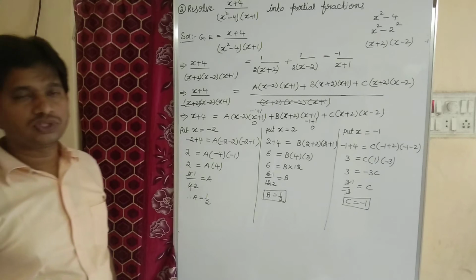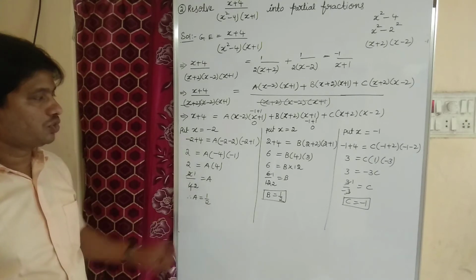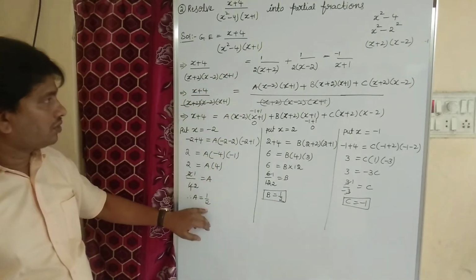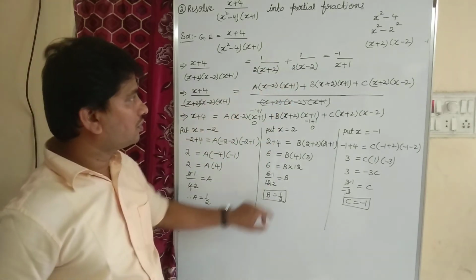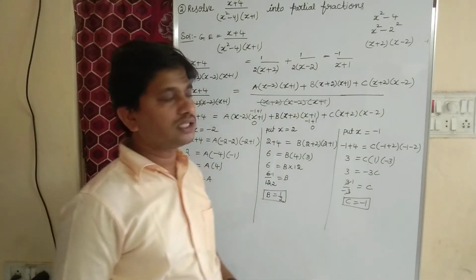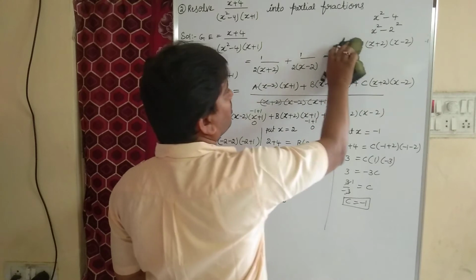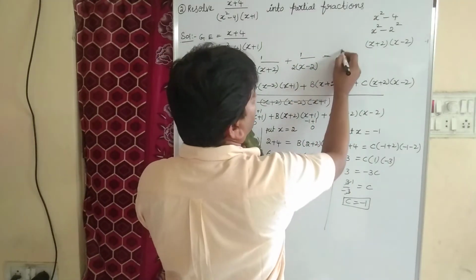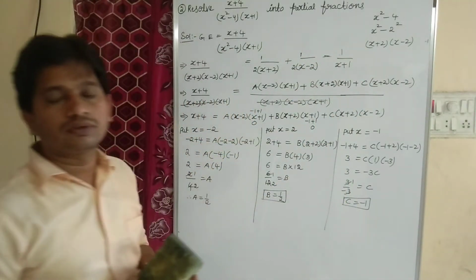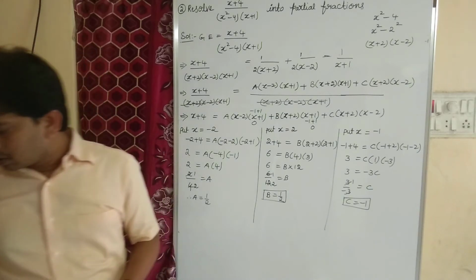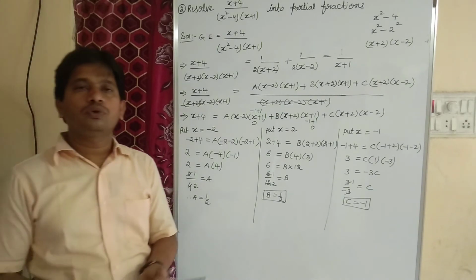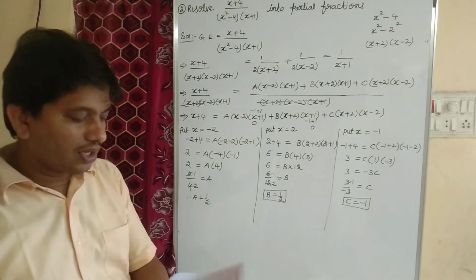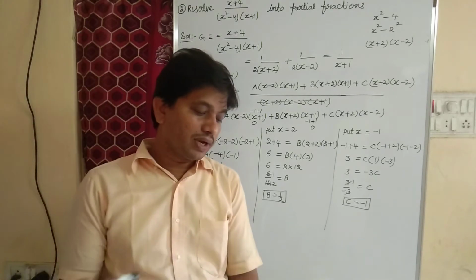Children, did you understand? Directly I substituted. In place of a we wrote 1 by 2. In place of b we wrote 1 by 2. In place of c we wrote minus 1. Therefore this will become minus 1 by x plus 1. Children, did you understand how to resolve into partial fractions? Okay, let us solve one more question in the same manner.